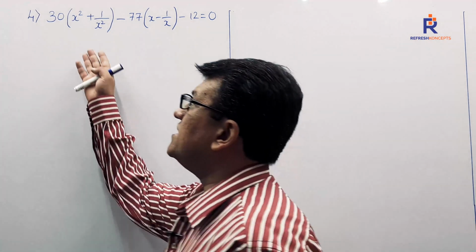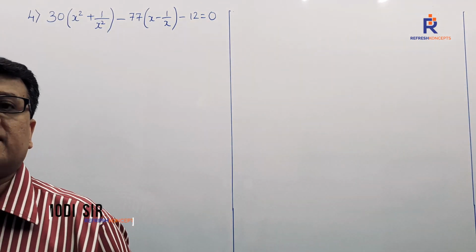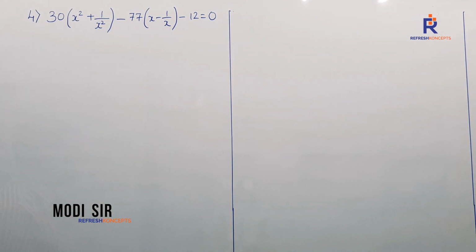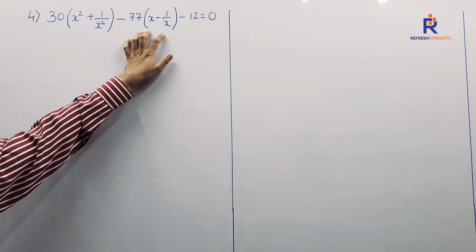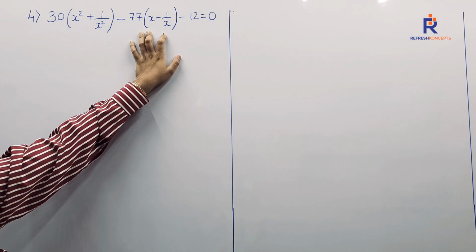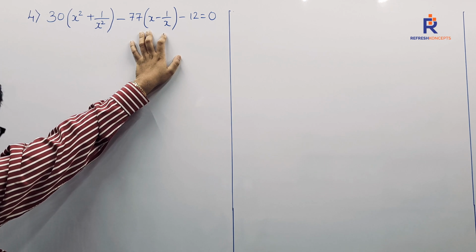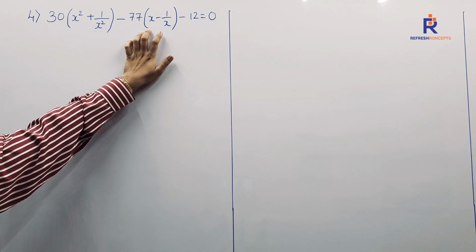Next, the pattern also is totally different than what we have seen in question 1, 2 and 3. So let's start solving this. I'll give you a very simple technique. A very simple tip is whatever bracket we have in degree 1, we should take those brackets for substitution.